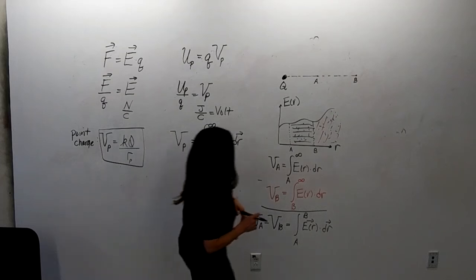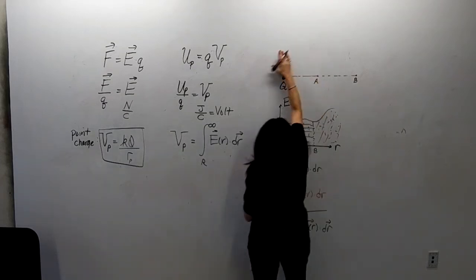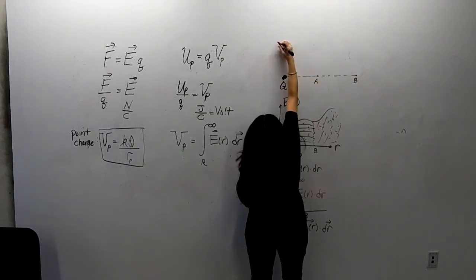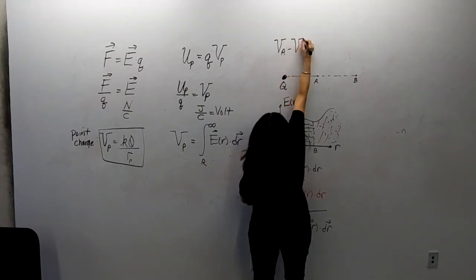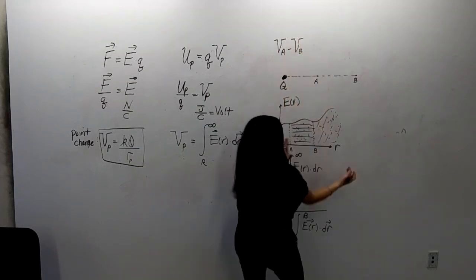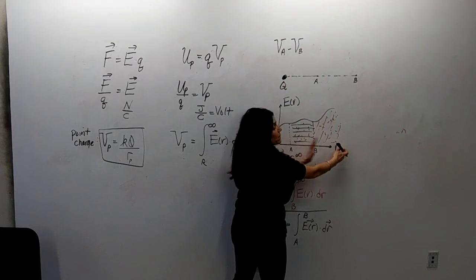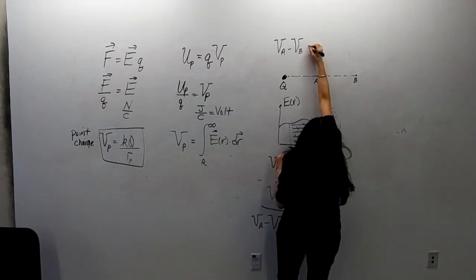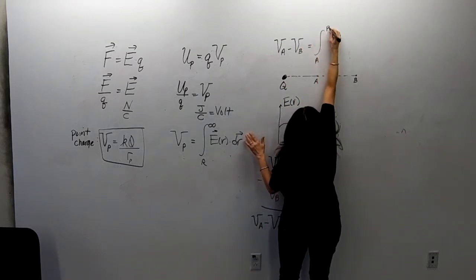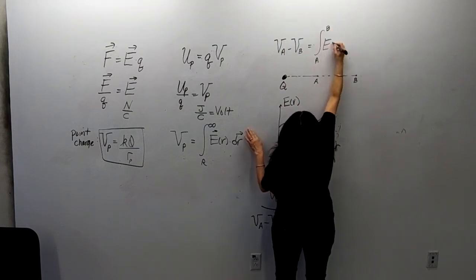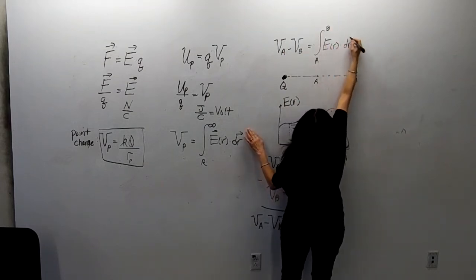Where else can I write it? I'm going to write it up here because I'm going to erase all this business. So the potential at point A minus the potential at point B. Remember, this is a bigger area than this, so if I subtract, I get a positive number. That's going to be equal to the integral, now definite, from A to B of E of R dr.